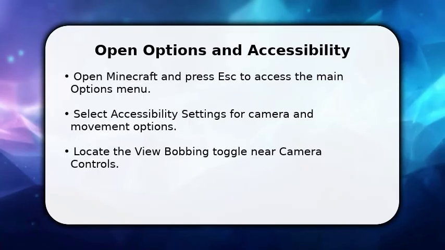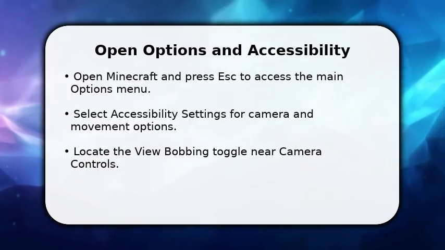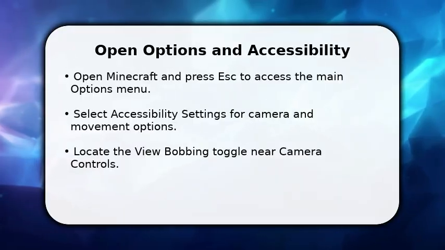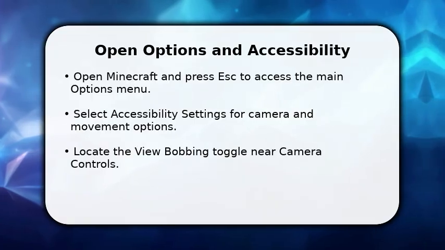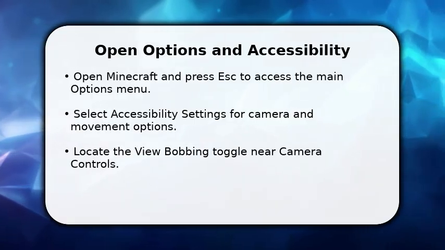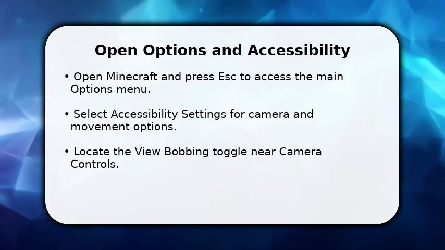Enjoy the video. You start in game, press ESC and open Options, then navigate directly to Accessibility Settings. This groups camera-related controls. You do this because view bobbing is an accessibility camera effect tied to movement.